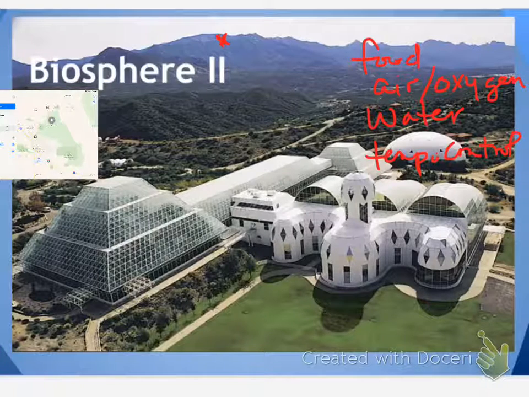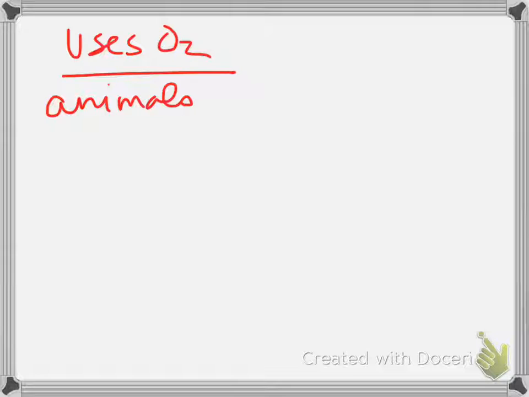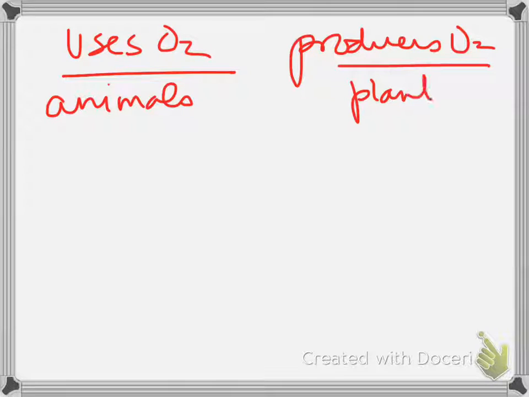So what uses oxygen? Animals use O2. Plants produce O2. So did they miscalculate the number of plants to animals? No, they did not. There were 2 things that were using oxygen that they had miscalculated, in fact. Fish are an animal. Insects are an animal.